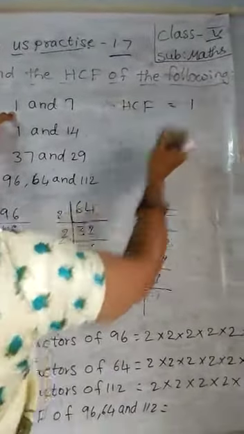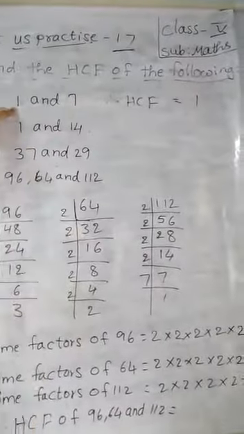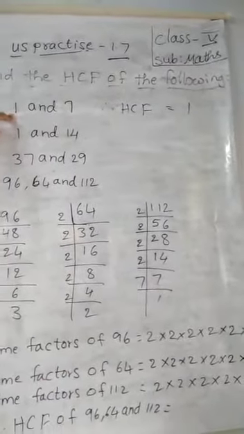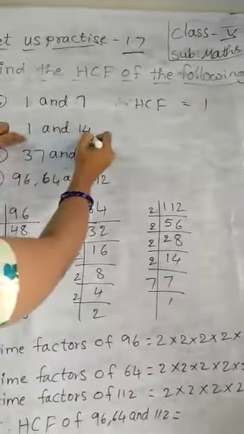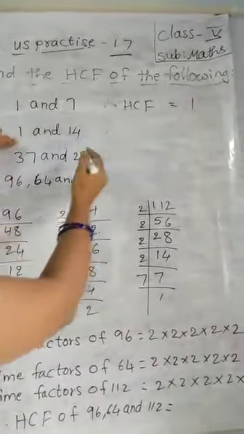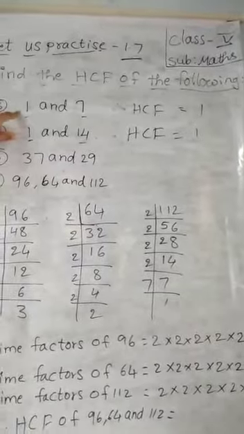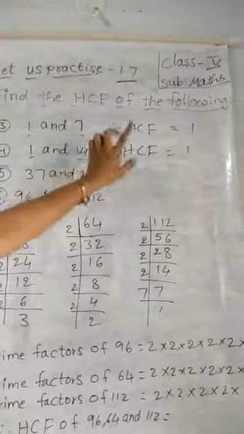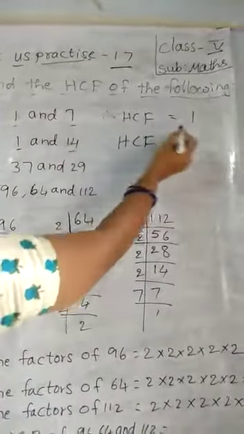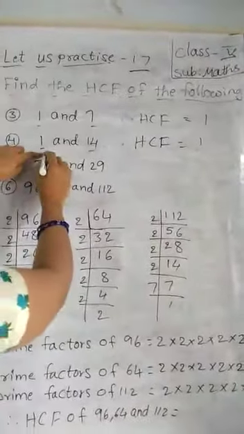HCF is equal to 1. 1 and any number. What is our property? HCF of 1 and any number is always 1. Here also, 1 and 14. What is the HCF here? HCF is equal to 1. 1 and any number, this is our first property. Using this property we have to find the HCF. HCF of 1 and any number is always 1. That's why HCF of 1 and 7 is equal to 1. Here also HCF of 1 and 14 is equal to 1.